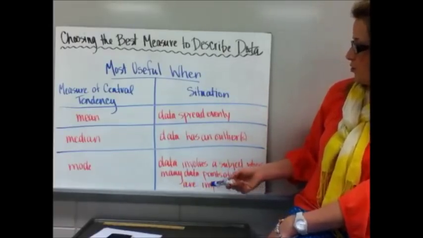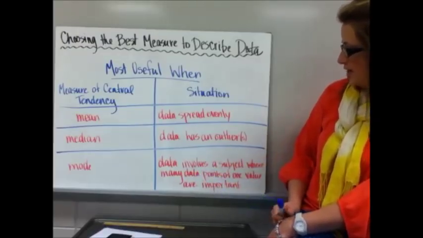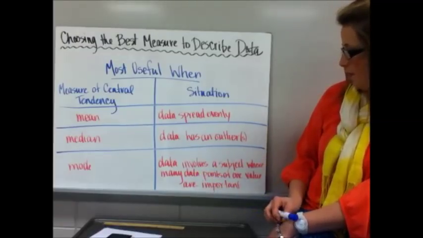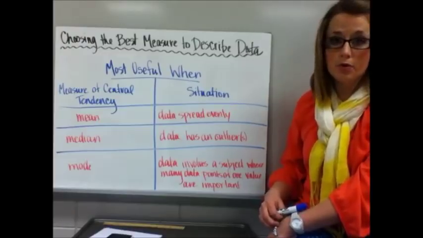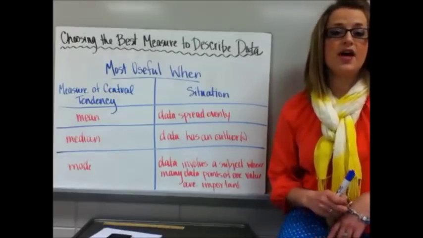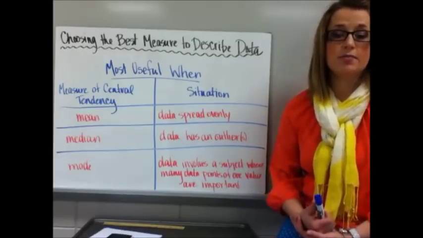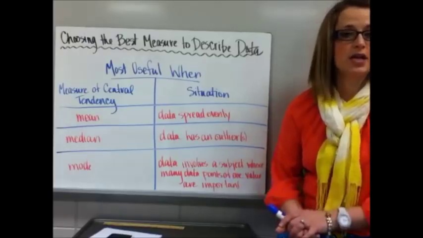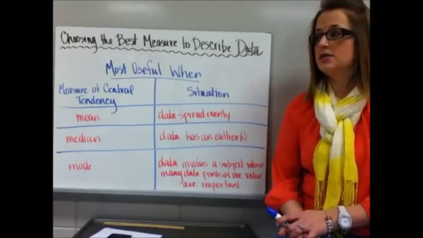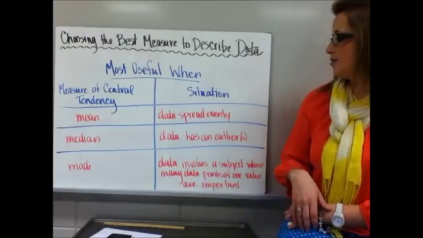It is most useful when you have data that involves a subject where many data points of one value are important. If I were talking about the age of students in my classroom, I'm going to have lots of 13-year-olds. So I might use the mode to describe the age of kids in my classroom.